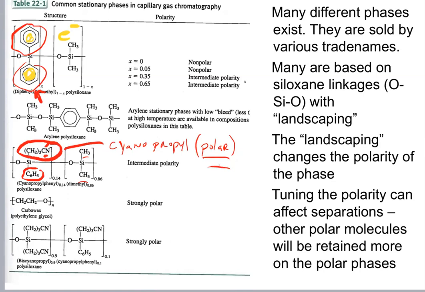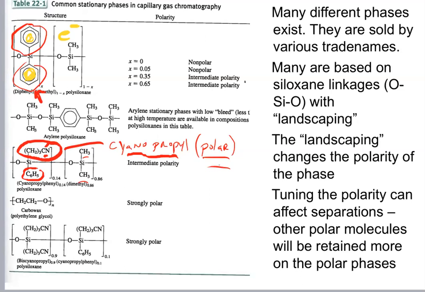Now the cyanopropyl group formalizes things with this CN triple bond. Nitrogen is pretty electronegative, isn't it? So that carbon nitrogen triple bond, that group is quite polar. And as a result, if we start introducing cyanopropyl groups, we're making our phase much more polar than it otherwise would be. Now, these are kind of like the base units that we might build: methyl, cyanopropyl, phenyl. We can build our GC phases out of that.